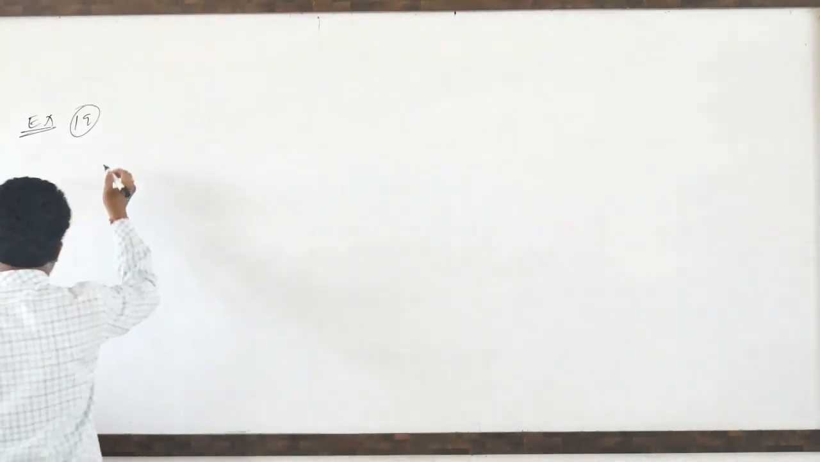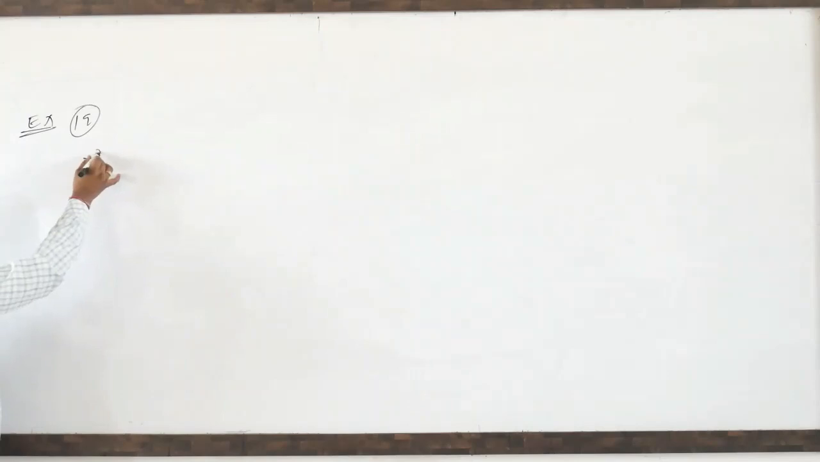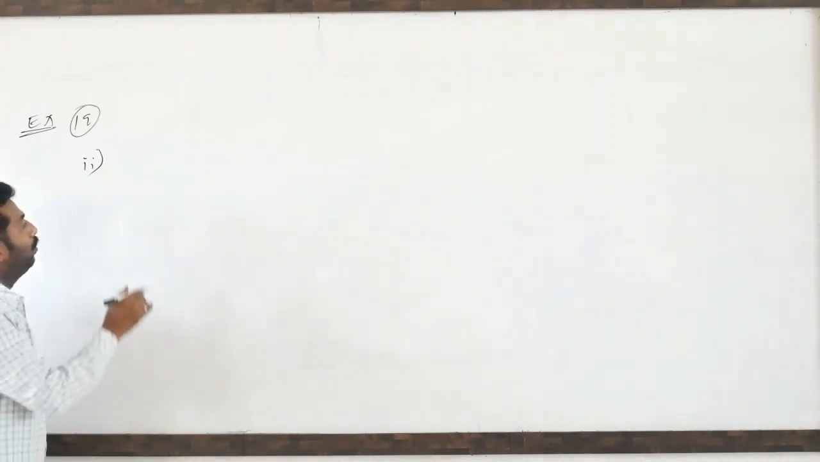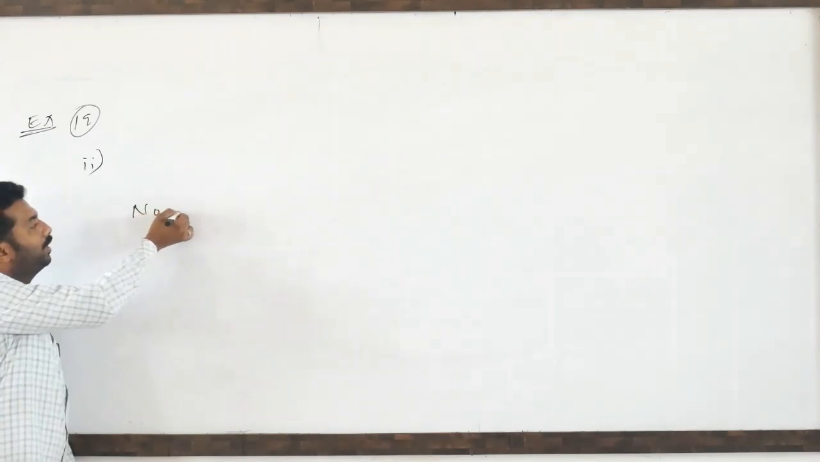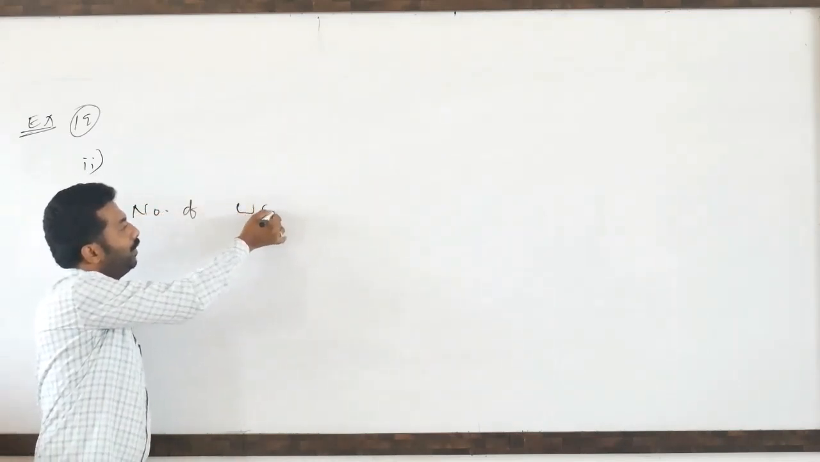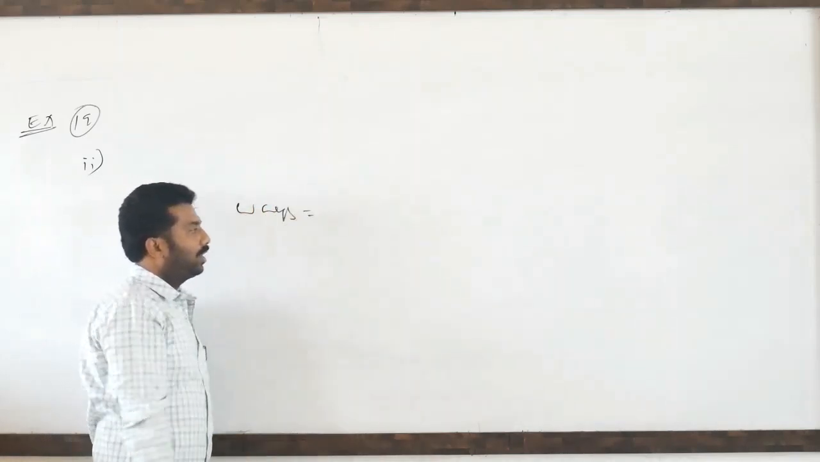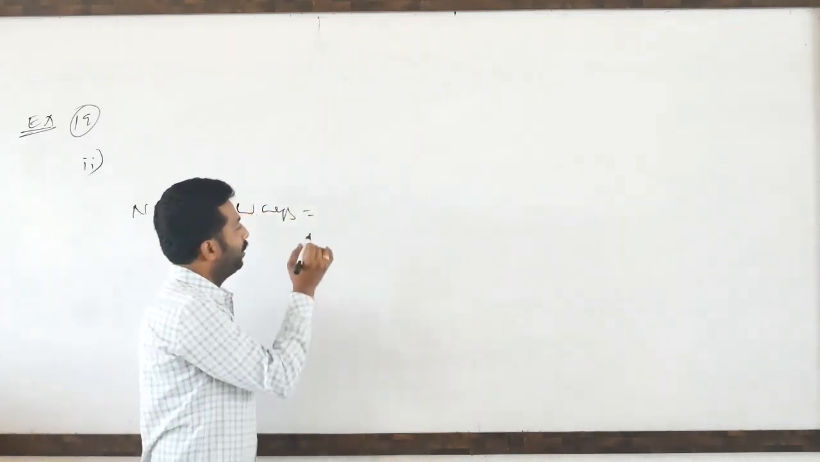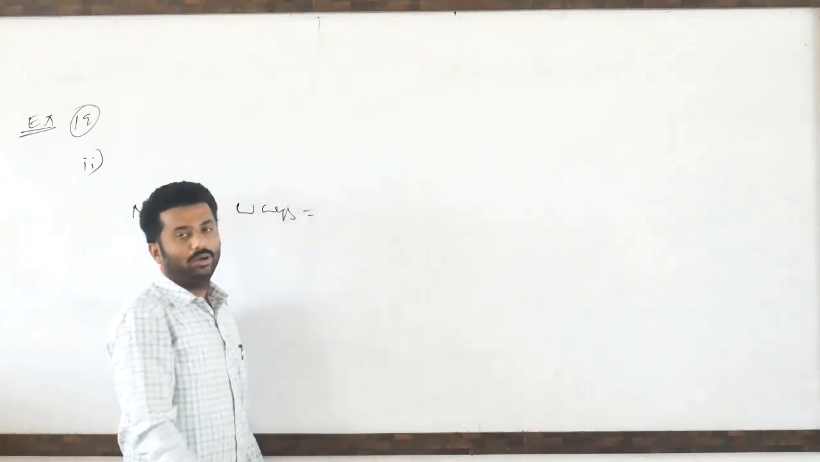So in the second bit, 4 cards belong to 4 different suits. See here, the required number of ways. 4 cards belonging to 4 different suits means in every suit we have to select one card.